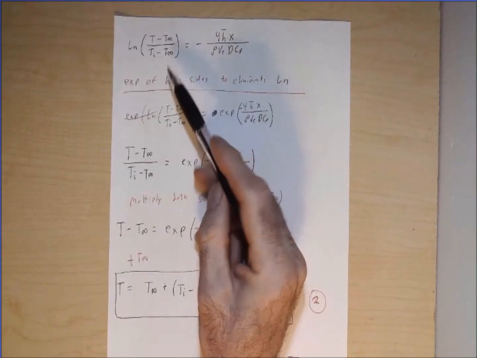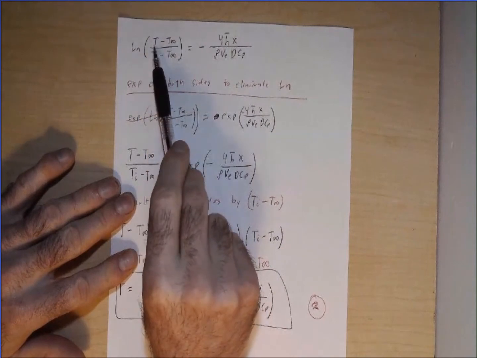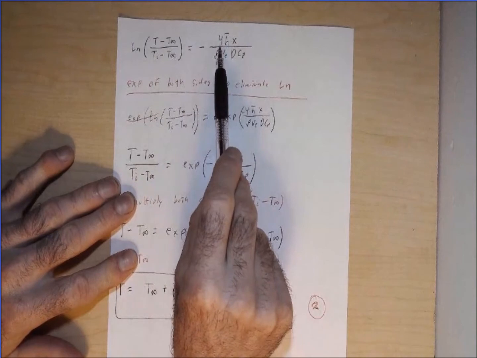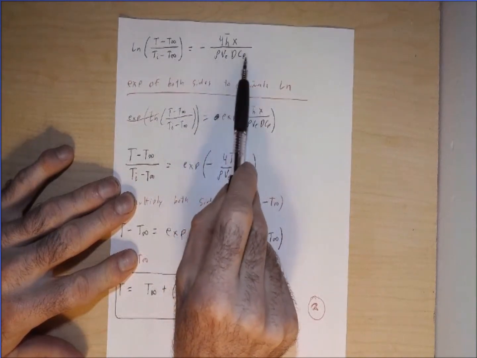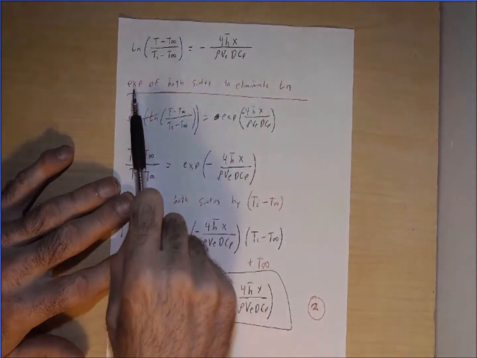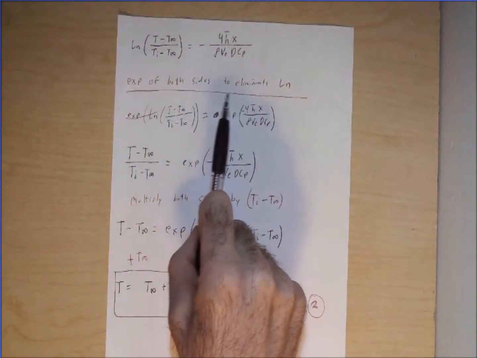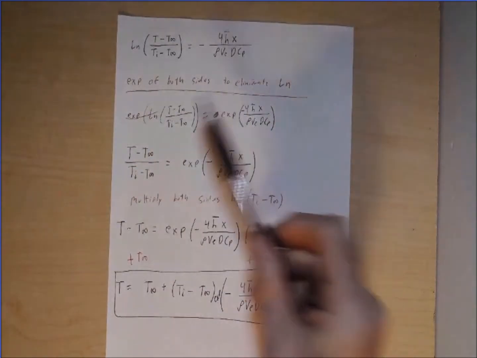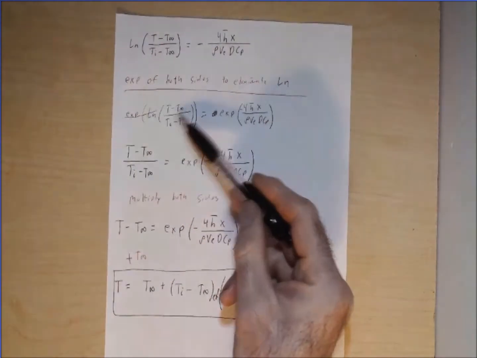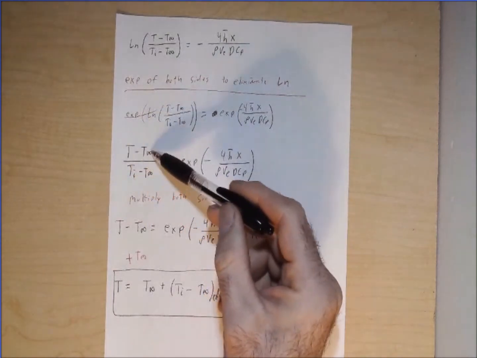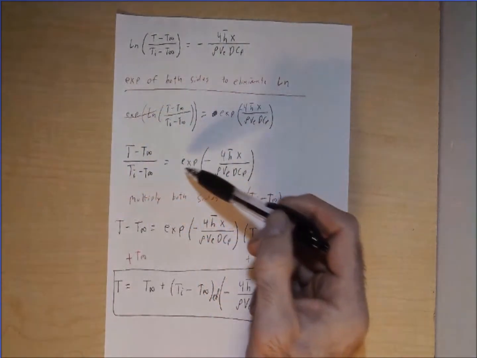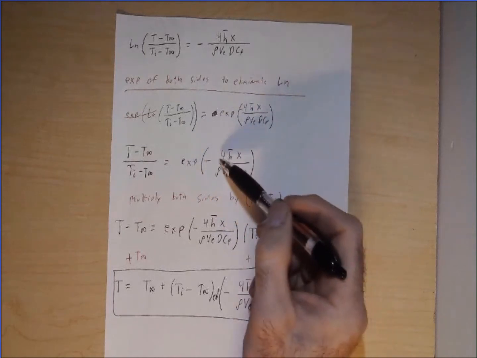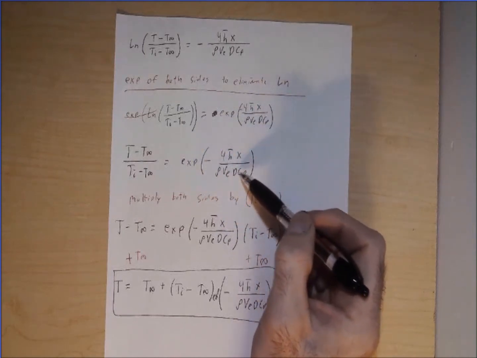So based off that relationship, we rewrite this now, and we have the natural log of (T minus T infinity) over (T sub i minus T infinity) is equal to negative 4 h bar x over rho V_E d C_p. The next step we want to take is the exponent of both sides to eliminate our natural log. So on the left side we are simply left with (T minus T infinity) all over (T sub i minus T infinity) is equal to exp of negative 4 h bar x over rho V_E d C_p.